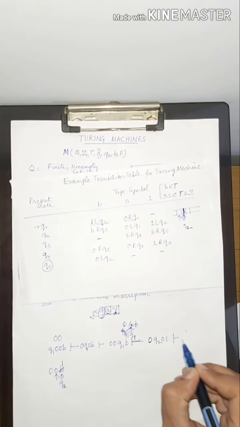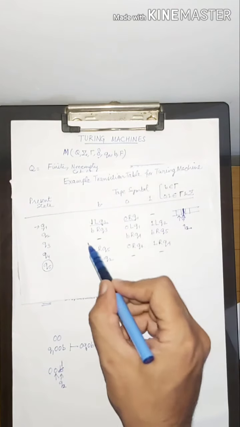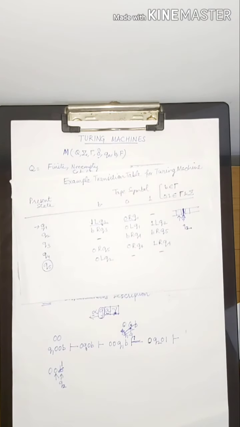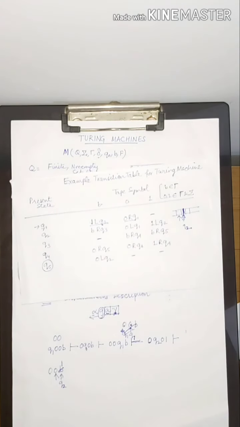Now this will go on, transitions will go on, and in the last there will be a situation where there is no entry for the given combination. For example, the machine is in Q3 state and the tape symbol is B, or the machine is in Q5 state and the tape symbol is 0. Q5 tape symbol 0, no entry here. So this is the moment where your machine halts.